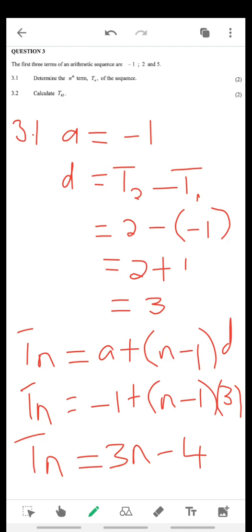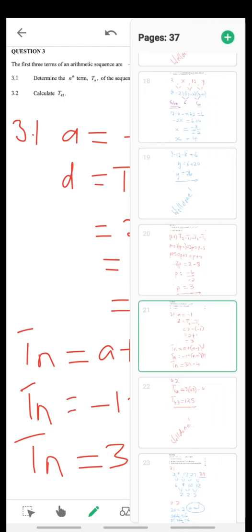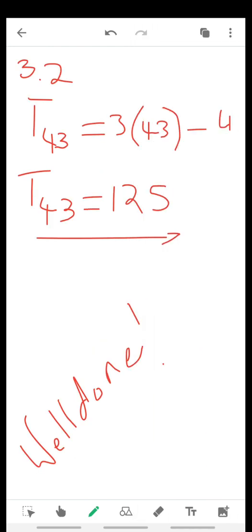Calculate the 43rd term, T43, of the sequence. So how do I find T43? Meaning where there is n now, I'm just putting 43. So it will be 3 times 43 minus 4. Let us write it down. There we go. T43 equals to 3 times 43 minus 4. And therefore my 43rd term was equals to 125. Well done. Next.